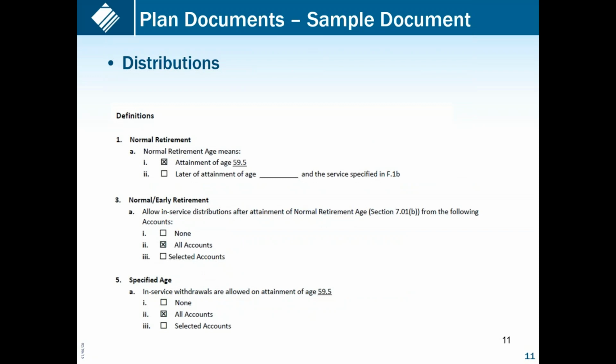Distributions. There are several types of distributions in 2 sections of the document dedicated to distributions. The information we can find in these sections are the normal retirement age of the plan, if the plan allows for distributions at this age or early retirement, or a specified age such as 59 and a half while still working.